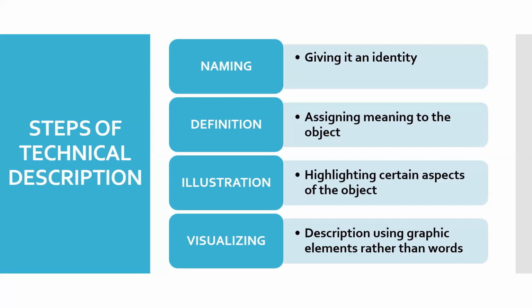Step number 1, you have to name the object. You give it an identity. Step number 2, you have to assign meaning to the object. Step 3, you have to illustrate or give an illustration. And step number 4, you have to visualize, that is using graphics. We'll understand each step in detail.